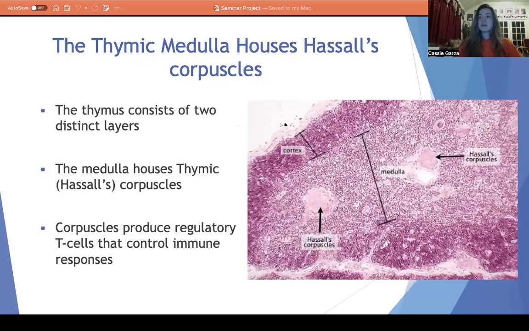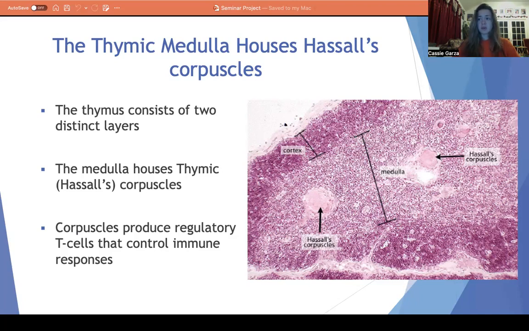The thymus is divided into two regions, the medulla and the cortex. There are other structures in the body that are divided similarly, but here in this picture, you can see the cortex is this outside region, and the medulla is all of this inside region. The medulla is home to structures known as Hassall's corpuscles or thymic corpuscles, the same structure. Their function, as relevant to this presentation at least, is the programming or maintenance of regulatory T cells, which regulate the actions of other types of T cells.